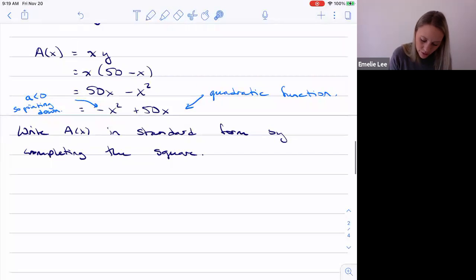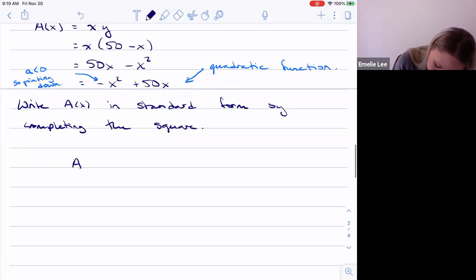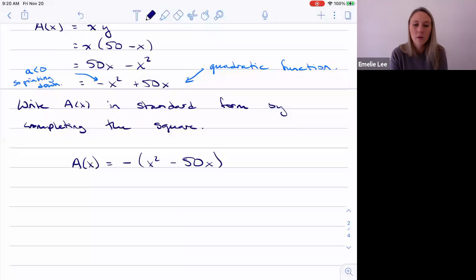So what do I have to do? I have to get x squared plus something x on its own, so I have to pull out that common a, which is just -1 in this case. So a of x is negative, and then x squared minus 50x. You're pulling out the negative, which means when you put it back in, it's negative x squared plus 50x, so we keep it the same. Now I have it in the format where I can manipulate it to become a perfect square.